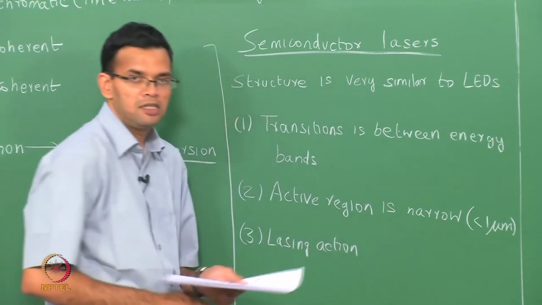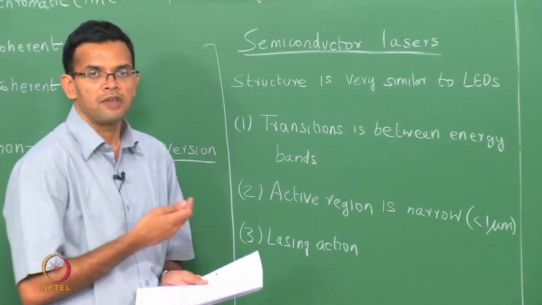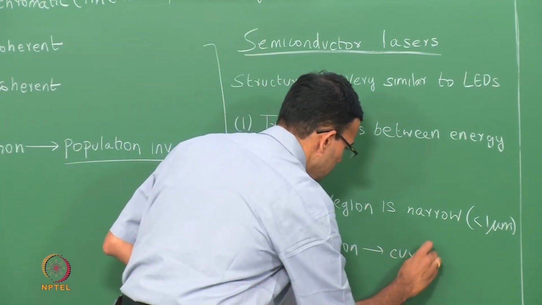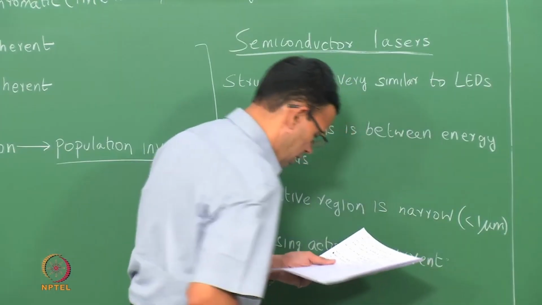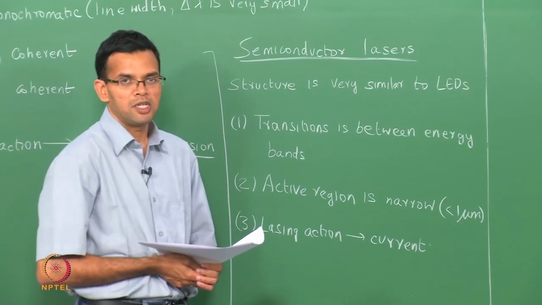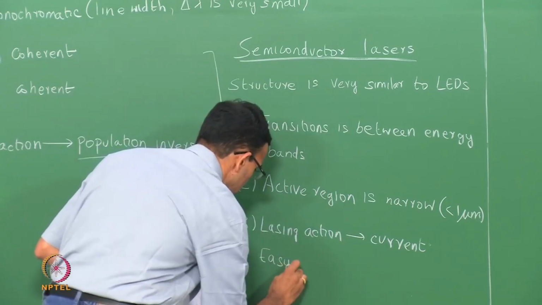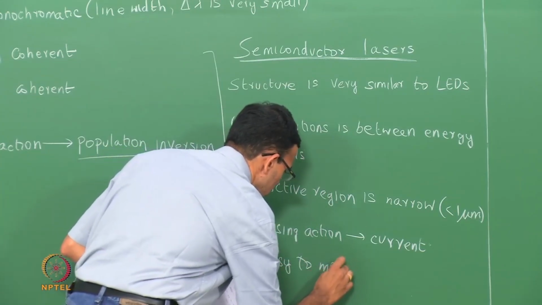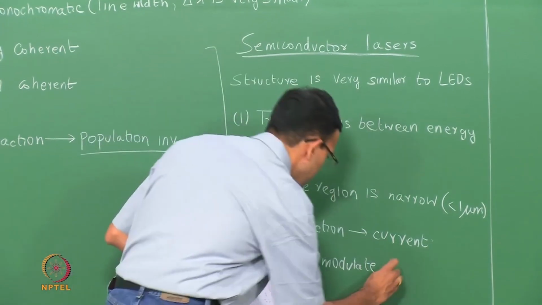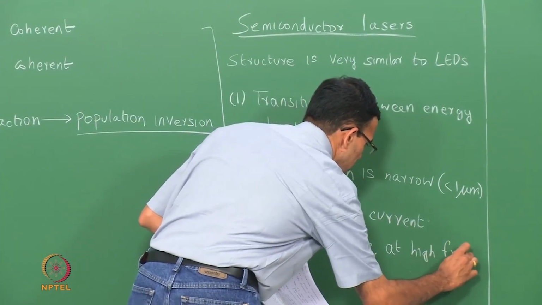So, the lasing action depends upon the current, because the current controls the number of carriers that are injected into the material. So, this means it is easy to modulate these devices, especially at high frequencies.